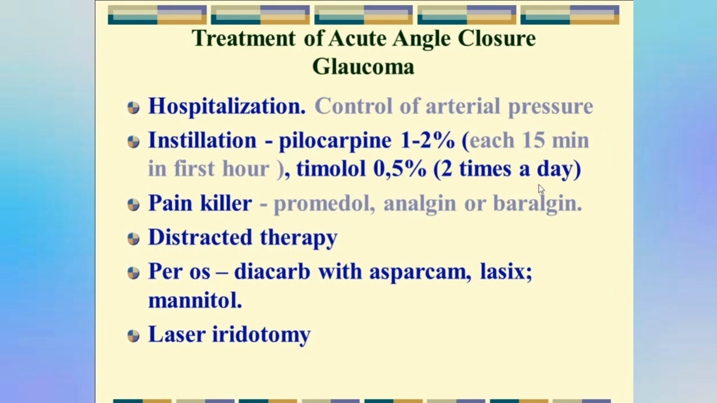We should use systemically inhibitors of carbonic anhydrase like diacarb, for example. If it's possible, we should immediately make iridectomy. When we make iridectomy, the connection between posterior and anterior chamber is reconstructed, and the acute angle closure glaucoma is dissipated.